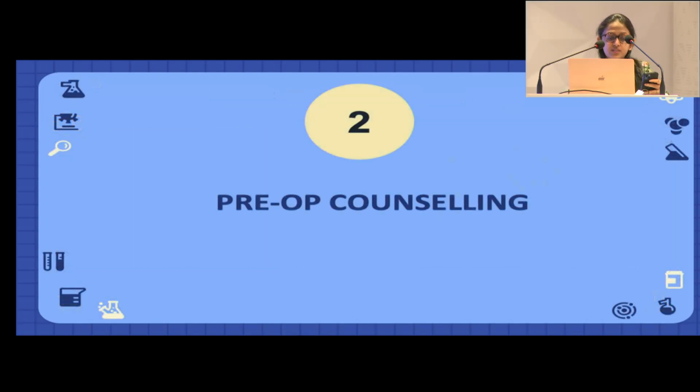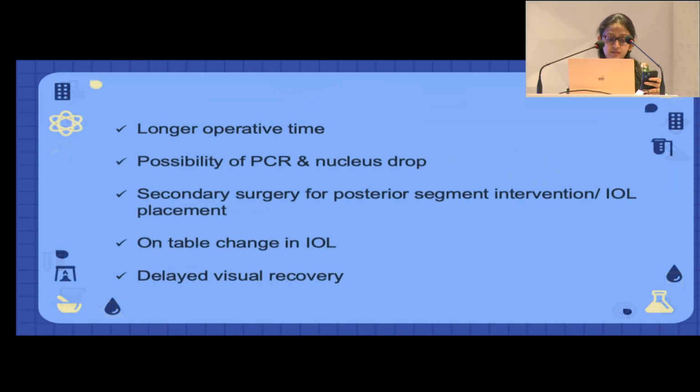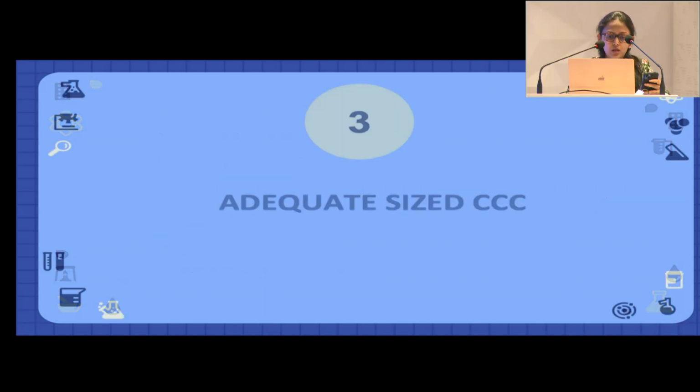Coming to pre-op counseling, it's important that the patient and their caregivers are counseled carefully regarding increased surgical time, possibility of a PCR or nucleus drop, and of a retinal intervention and secondary IOL implantation. These cataracts can be associated with a posterior capsular plaque, so the need for Nd:YAG capsulotomy post-procedure should be explained to the patient. We can aim for a capsular rhexis of size 5 to 5.5 mm.